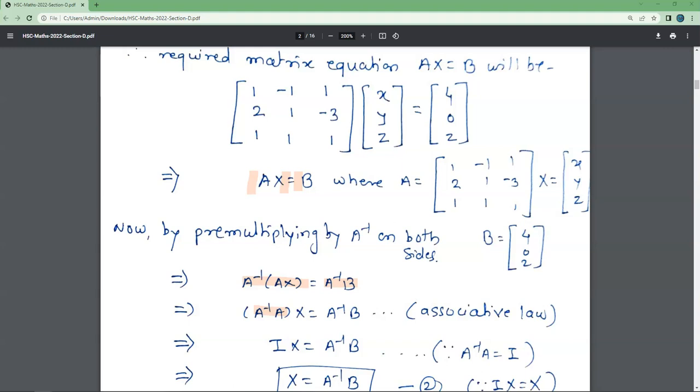So A inverse A, this is a law. A inverse A is what? Always the identity matrix, right? That is X. And here what came? A inverse into B. Now, multiplying the identity matrix with any matrix gives the same matrix. Correct. So IX will be what? X only. So X is equal to A inverse of B.